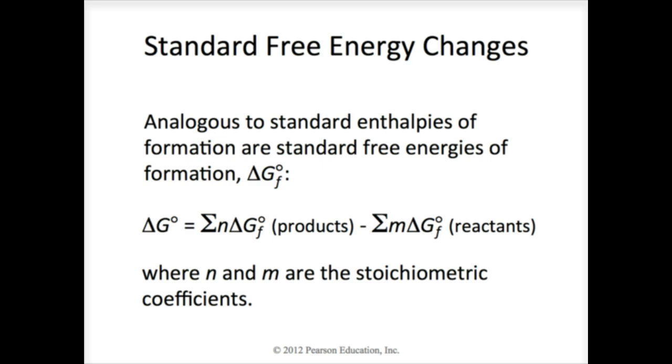Gibbs free energy being a state function like entropy and energy and enthalpy, I can always go back and look at it in terms of products minus reactants. Remember, anytime we have a delta, anything, it's always final minus initial. Products are always final, reactants are always initial.